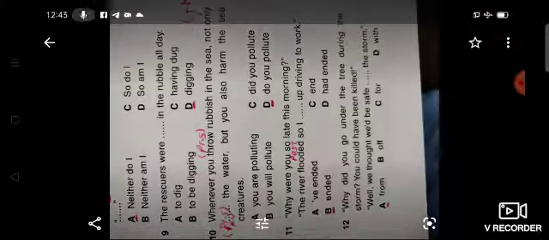Number ten. Whenever you throw rubbish in the sea, not only do you pollute the water, but you also harm the sea creatures. Pay attention here. Not only can be followed by an auxiliary verb, a helping verb. So C and D can be answers, did or do. Look at the first sentence. Throw is present, so we use do. Whenever you throw rubbish in the sea, not only do you pollute the water, but you also harm the sea creatures.